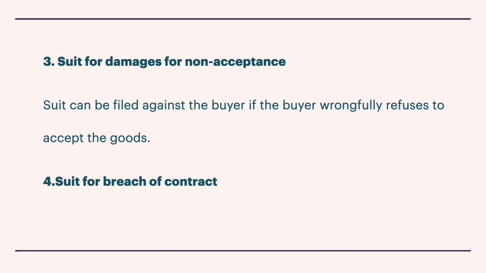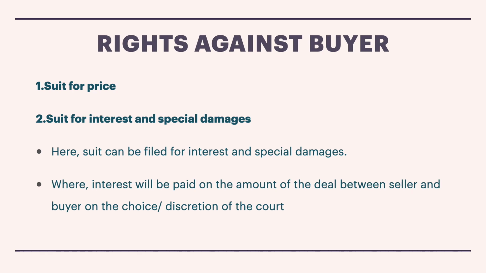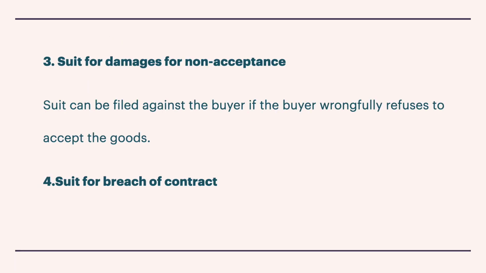Is that clear? So these are the 4 conditions or 4 rights for the unpaid seller against the buyer. Against the seller we have 3 points, and against the buyer 4 points. Sue for price, interest and special damages, sue for damages for non-acceptance, and sue for breach of contract.